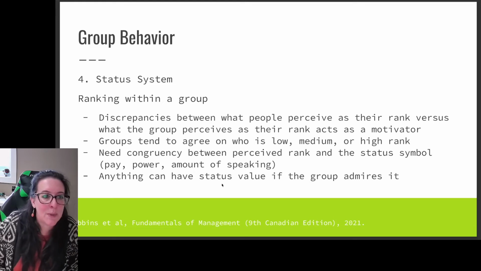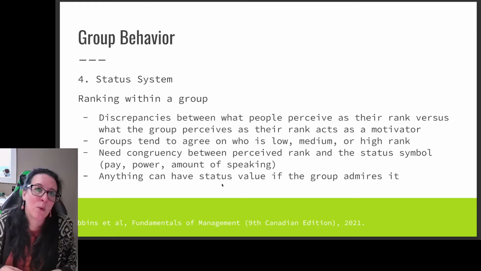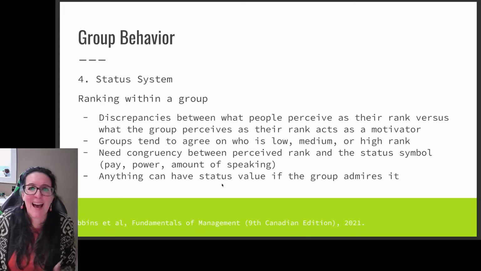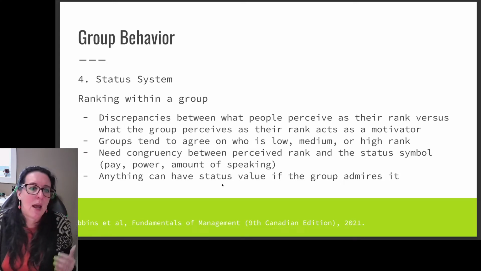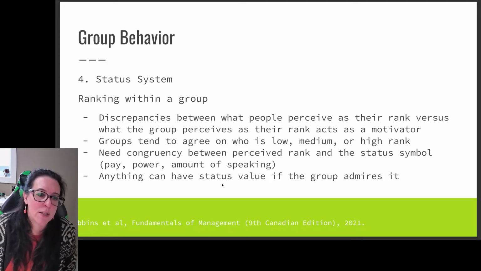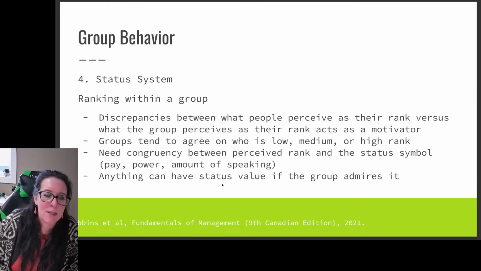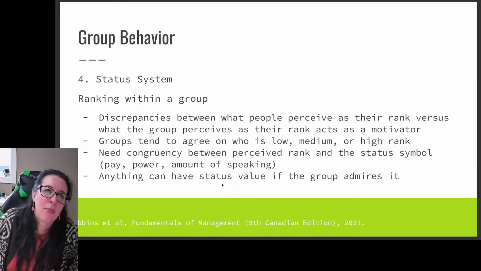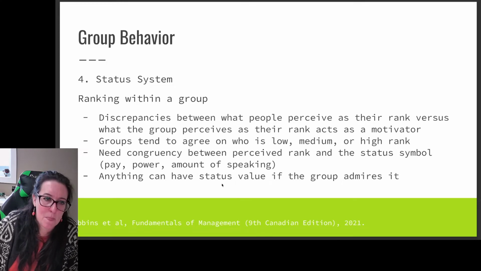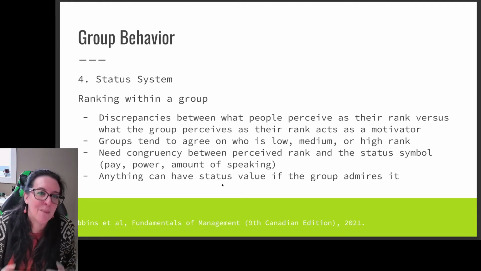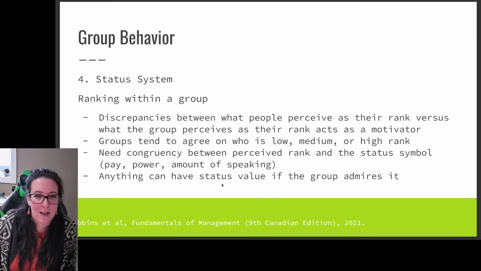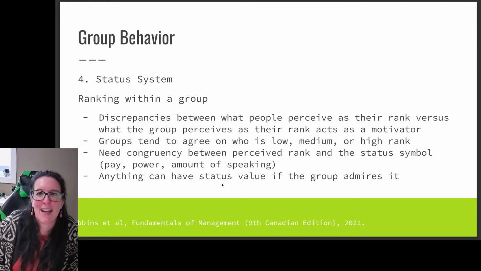The other thing we see with teams is that there is ranking within them. So there is a status system. So if you think about projects, teams you've been involved in, maybe it's a team sport, maybe it's a school project. Think about your team. There tends to be general agreement within a team in terms of who is considered low rank, medium rank, or high rank. So if you think about a team, maybe you were assigned a project and you have a group.